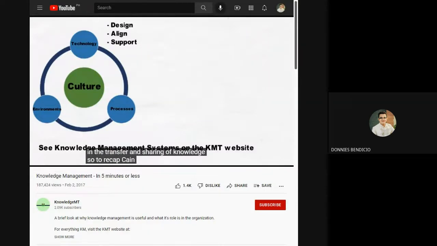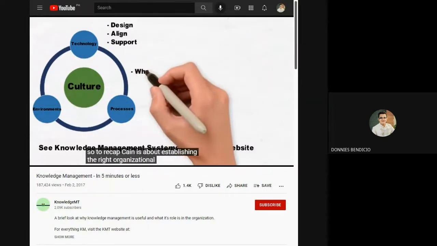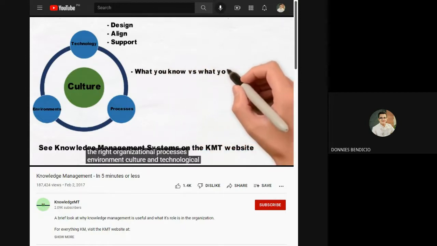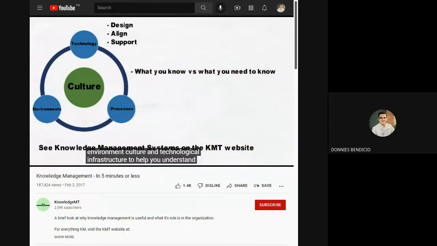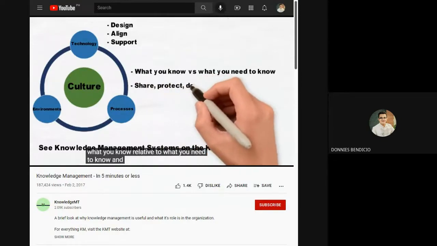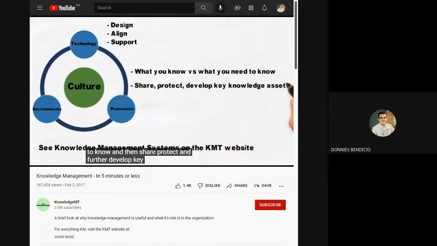So, to recap, KM is about establishing the right organizational processes, environments, culture, and technological infrastructure to help you understand what you know relative to what you need to know, and then share, protect, and further develop key knowledge and knowledge assets.